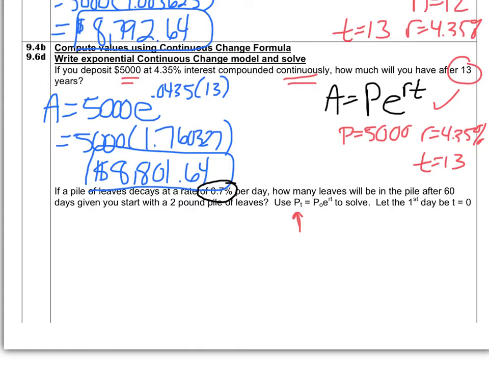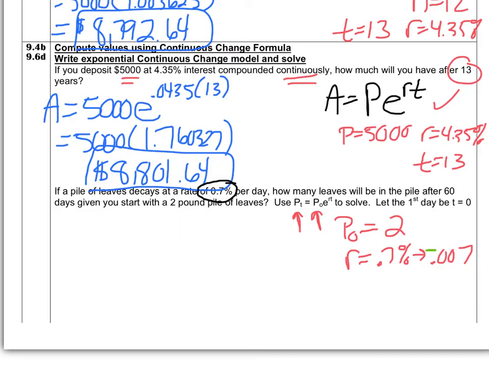In this case, our P of 0 is our starting amount. So here we're starting with 2 pounds of leaves. The rate we're doing is 0.7%. Be careful as a decimal. 0.007 is going to be that. You also have to be careful with this rate because if you look at it, it's decaying. So this is not growing by that, but it's decaying. So in that case, the rate has to be a negative value.